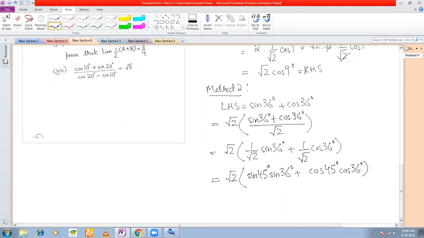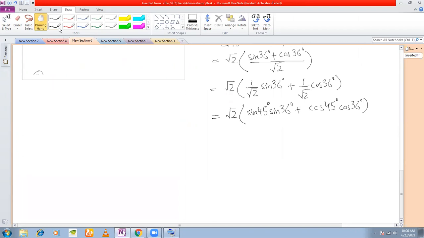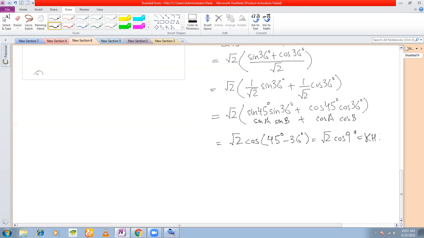So what is the formula here that we are getting? Cos A, cos B plus sin A, sin B. What is the formula for cos A, cos B, sin A, sin B? Cos A minus B, which is root 2 cos 9 degree. So you go to right hand side. Is it clear, this problem, this method?